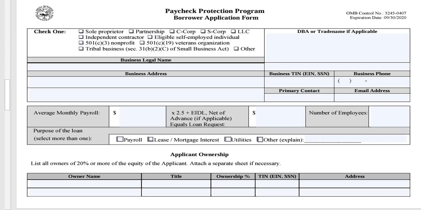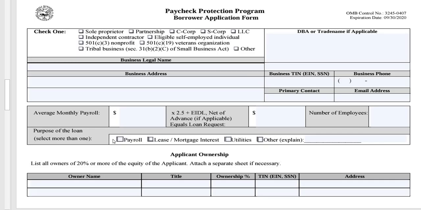Then it goes on to ask for the average monthly payroll, multiplying that number times 2.5, adding any EIDL or economic injury disaster loan that you may have, net of any advance. So you simply get the loan number here, your first draw SBA PPP loan amount goes here, and this box states number of employees. It doesn't state anything else and doesn't state anything specifically as to how you calculate the number of employees. On here it asks for the purpose of the loan.